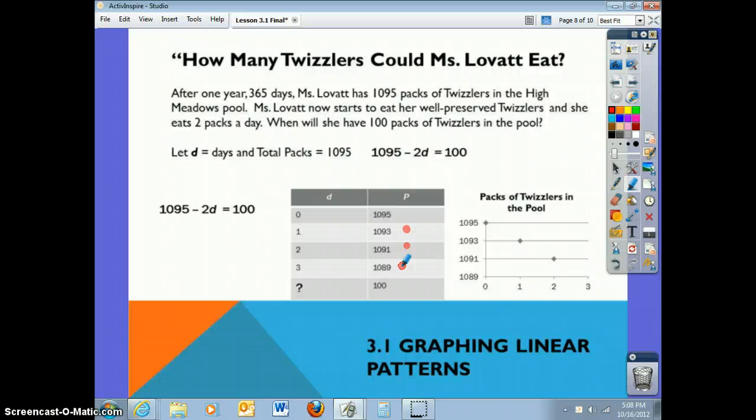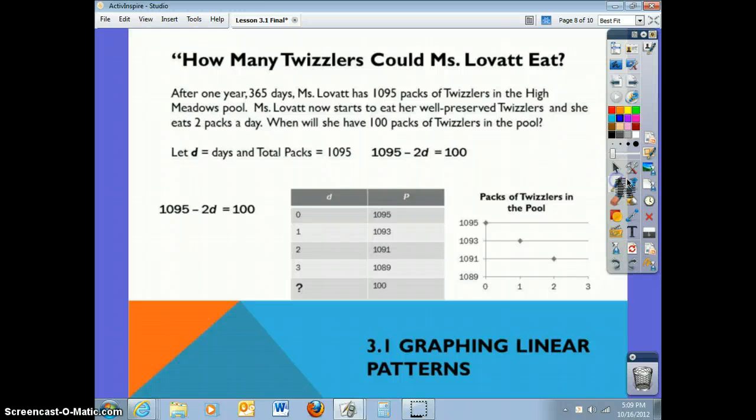She keeps doing this for a while, okay? Now she's like, wait a second. At some point, I'm going to get pretty low on Twizzlers. Let me figure out when I'm only going to have 100 packages of Twizzlers left. Well, that would be this equation. Starting with 1,095 and taking away 2 each day, where D stands for days, when will I equal 100 packages of Twizzlers? That would be her constant decrease equation. There's the table and here's the graph, but our graph doesn't go far enough to figure out how many days till we get to 100. We have to use our equation for that.